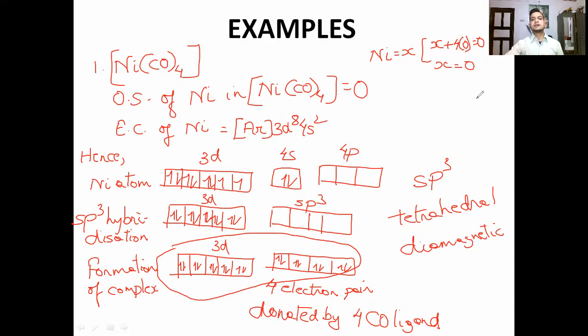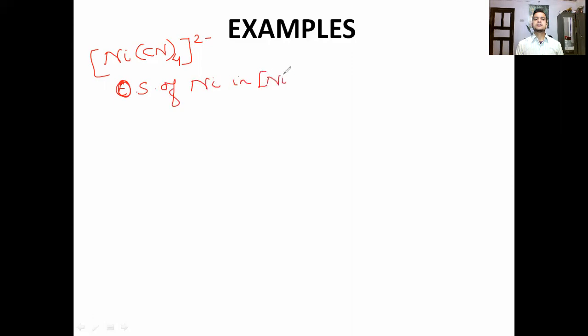Now let me take one last case, for square planar complexes: [Ni(CN)4]2-. Let us take this. This is a square planar complex. How do we get it? Again the same way: the oxidation state of Ni in [Ni(CN)4]2-, if you calculate it, you'll get +2.